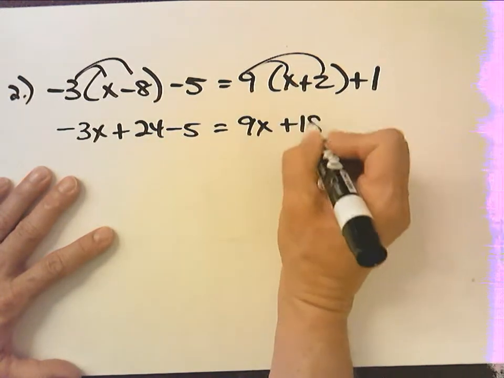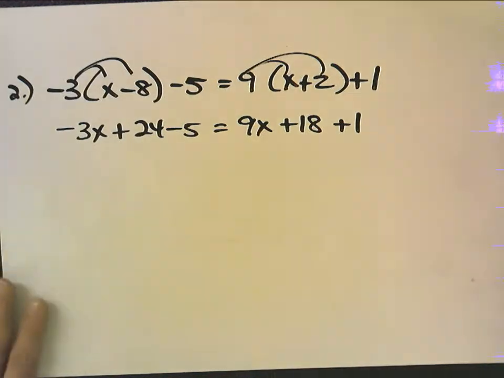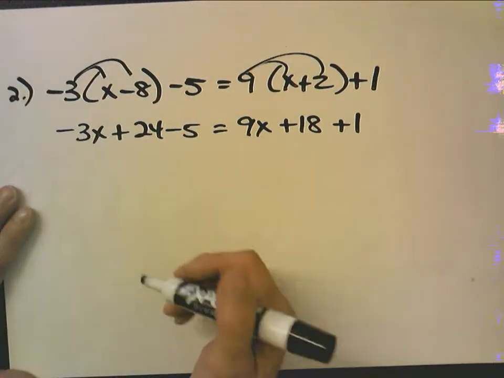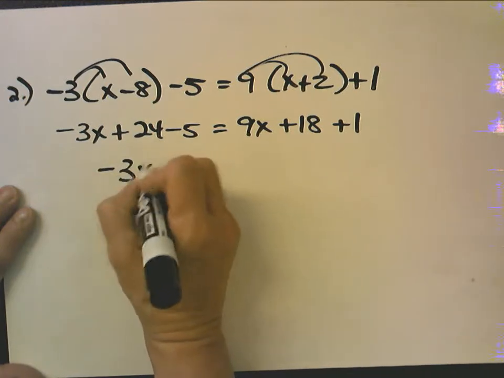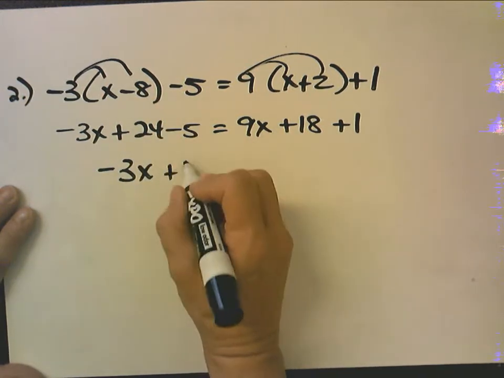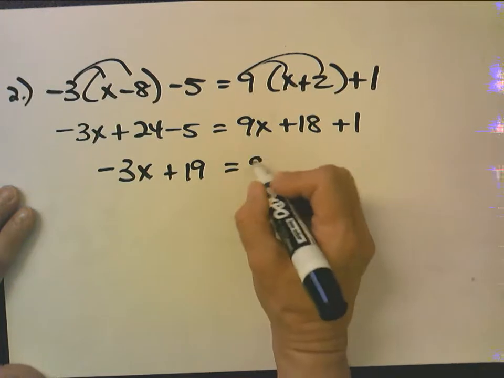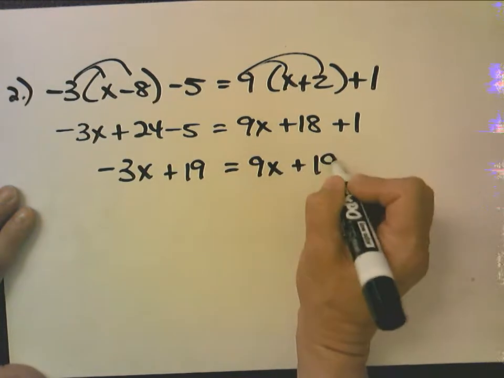9x plus 18 plus 1. So my first step in simplifying is distributing. But then my second step is combining like terms. I have no other x on the left-hand side, but I can combine these two and get 19. And this is 9x plus 19.